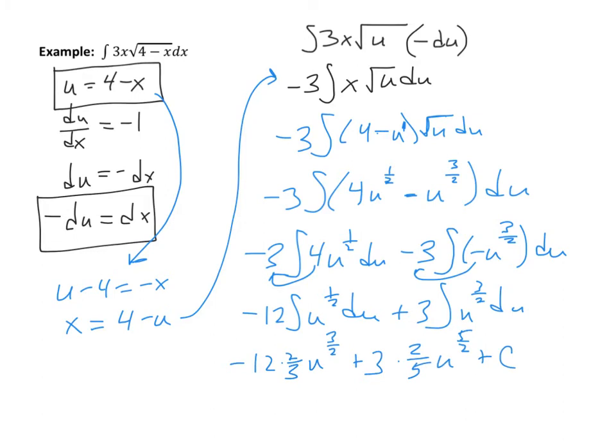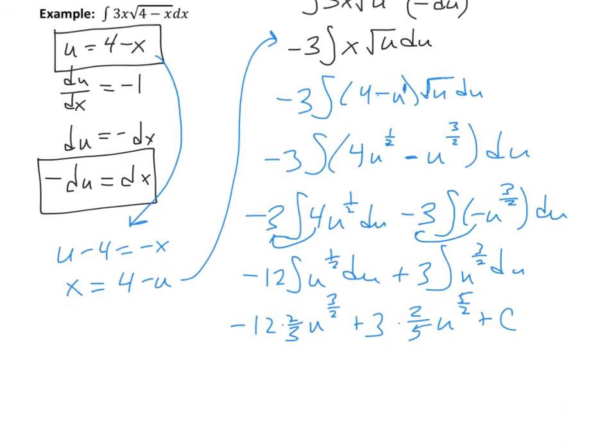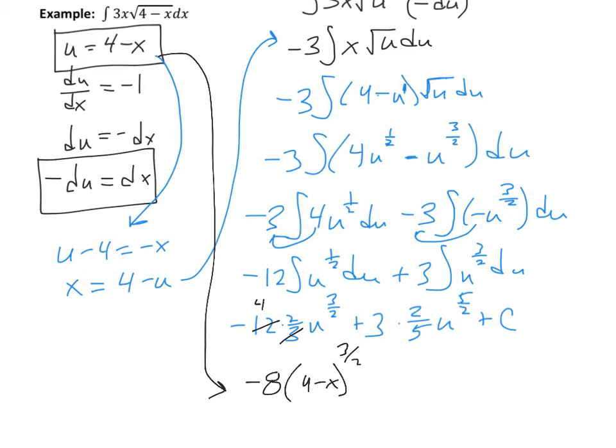And then you guys remember what our very, very last step is? Our very last step here is that I'm supposed to take my original substitution and use it to rewrite this in terms of x. So this will be, let's see, these reduce down to 4. So this will be negative 8, 4 minus x to the 3/2 power, plus 6/5, 4 minus x to the 5/2 power, plus c.